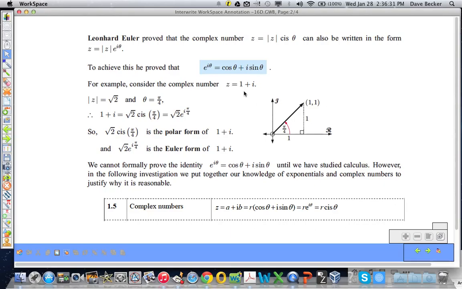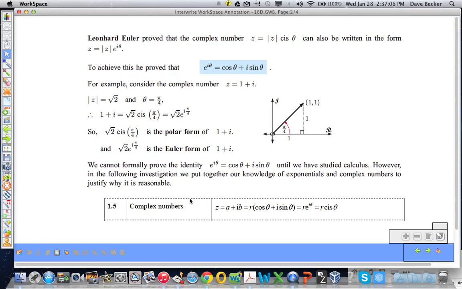So if we have the complex number 1 plus i, we know that we can write it in polar form as root 2 cis pi over 4, and then using Euler's form right here, we can write it as root 2 e to the i times pi over 4. We can't prove it. It's beyond the scope of this course. We have studied calculus, but not enough of it to be able to prove it. I do have some proofs that I'll show you on the next page.